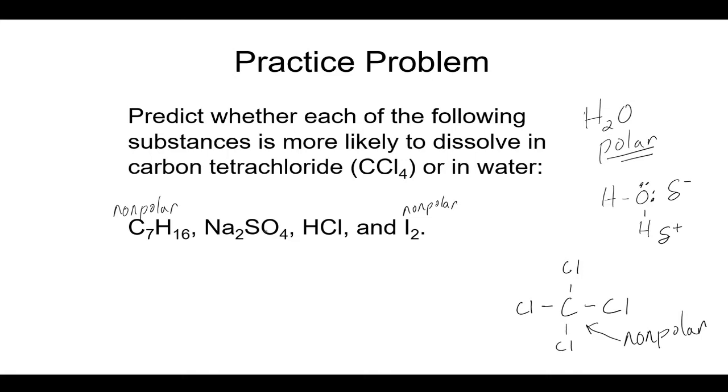Let's look at sodium sulfate. This is an ionic molecule, and an ionic molecule is going to turn into two sodium ions and one sulfate ion when it gets dissolved in a polar compound. And the reason is you need these charges, or I should say, you need the dipole to interact with these charges more strongly.